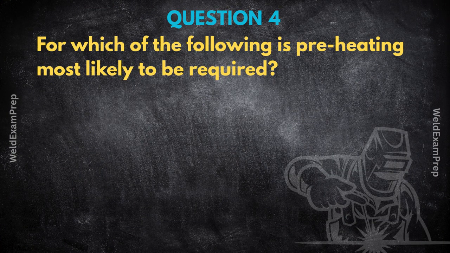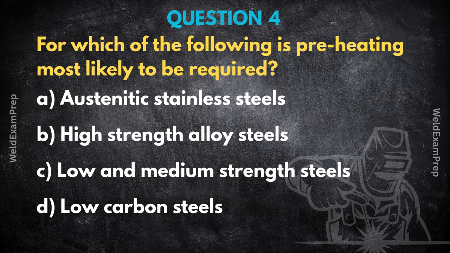Let's hear the options. A, austenitic stainless steels. B, high-strength alloy steels. C, low and medium-strength steels. Or D, low-carbon steels. And this is a classic. The material most likely and most critically needing preheat is B, high-strength alloy steels.